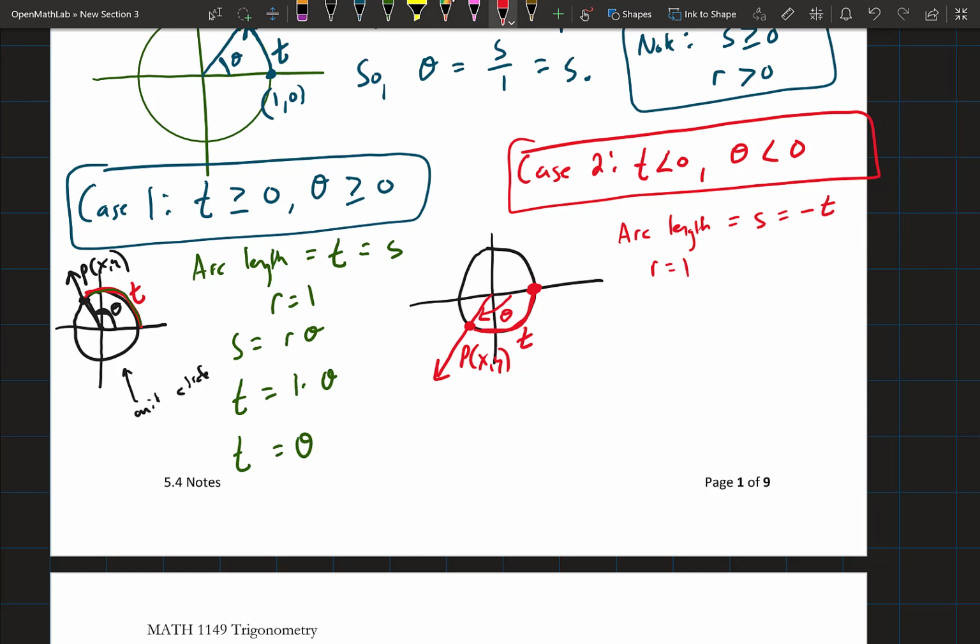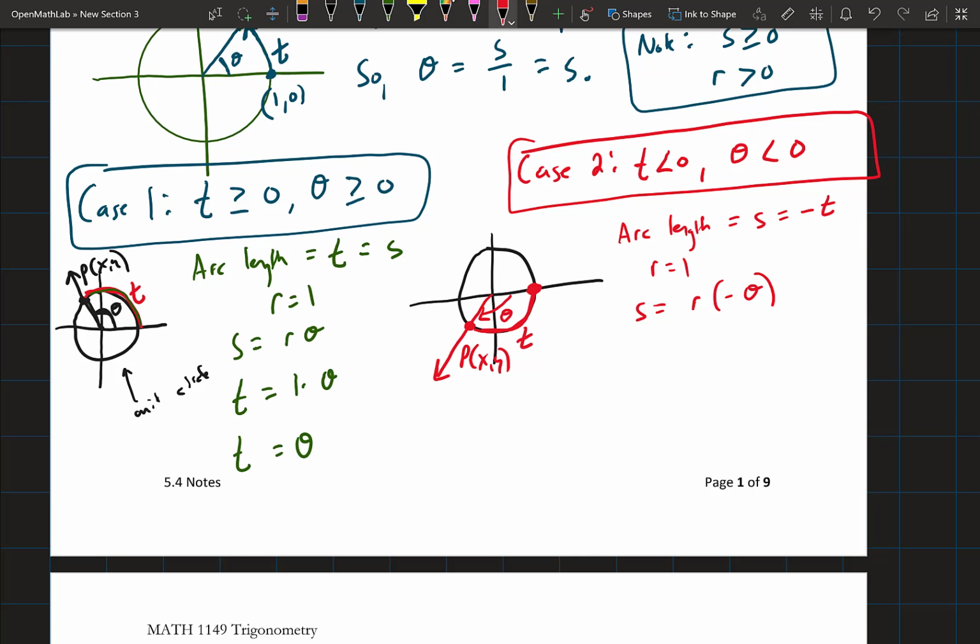r is still equal to 1. We're still in the unit circle. So a similar idea, if we plug in what we know, we have s equals r theta. So if we plug in our unknowns, I would have s equals r times, also, since theta is negative here, we want to put a negative theta here, so that it keeps everything balanced out. We assume that theta is a positive angle in that equation.